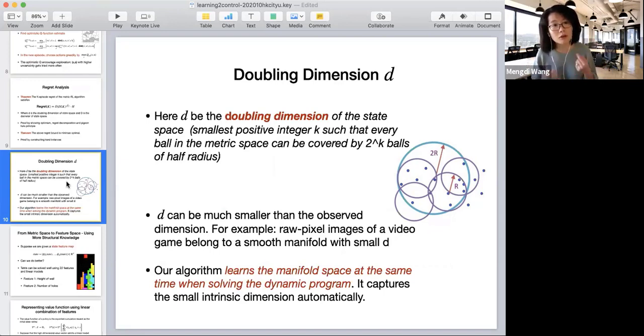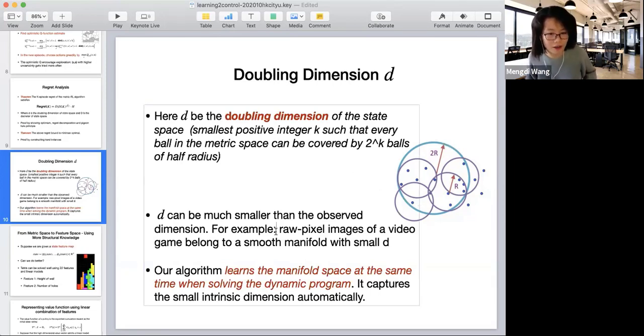And then I'm going to find the smallest integer, k, such that every unit ball, every ball in the metric space, can be covered by 2 to the power of k balls of half radius. All the radii are measured in the metric. So why is this interesting?